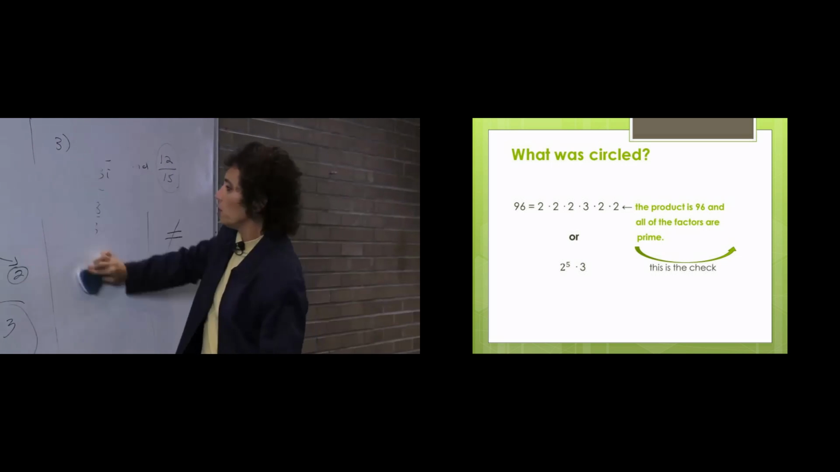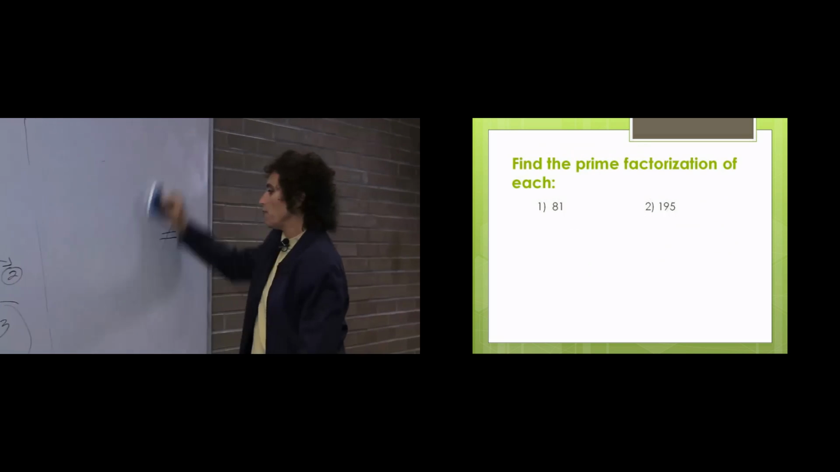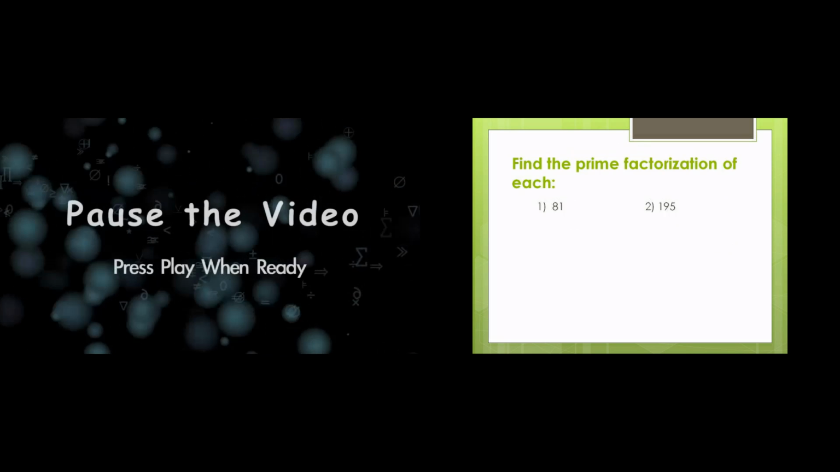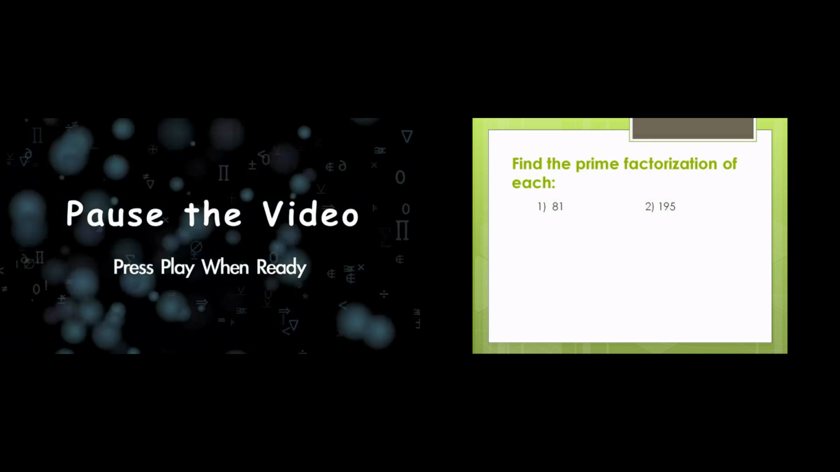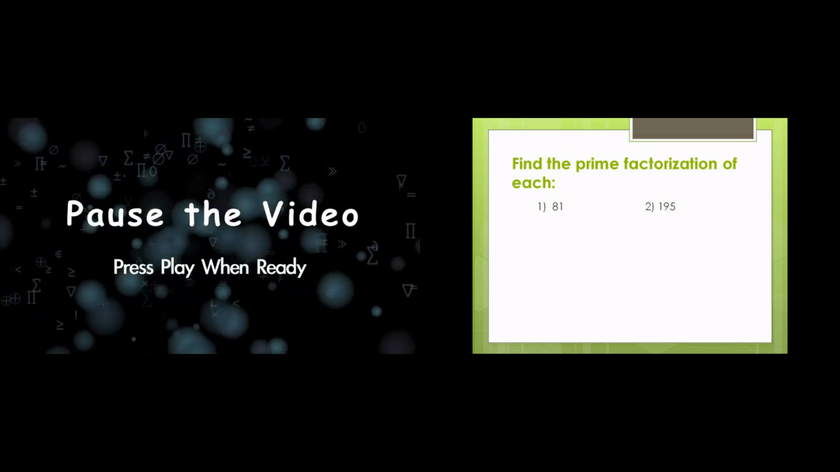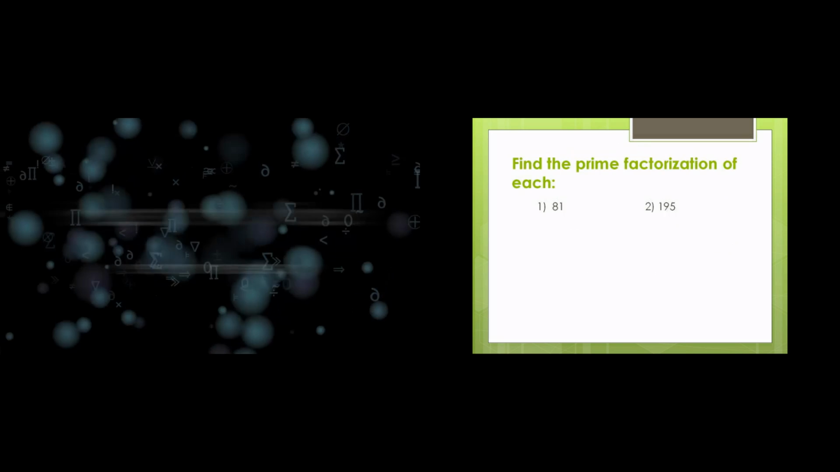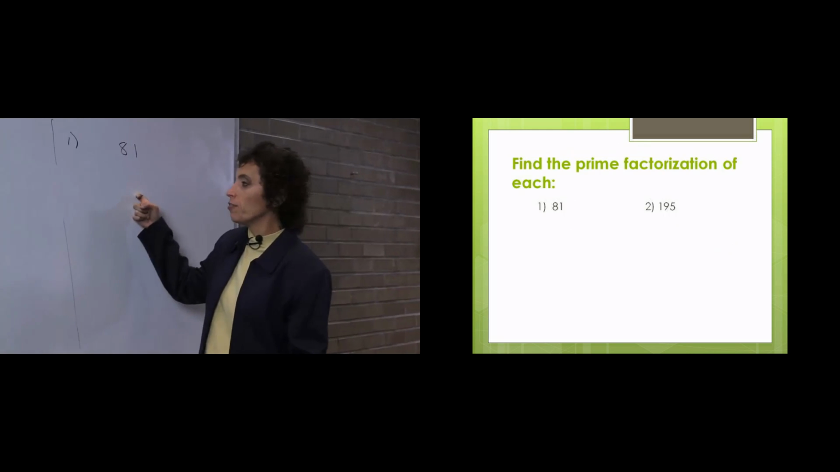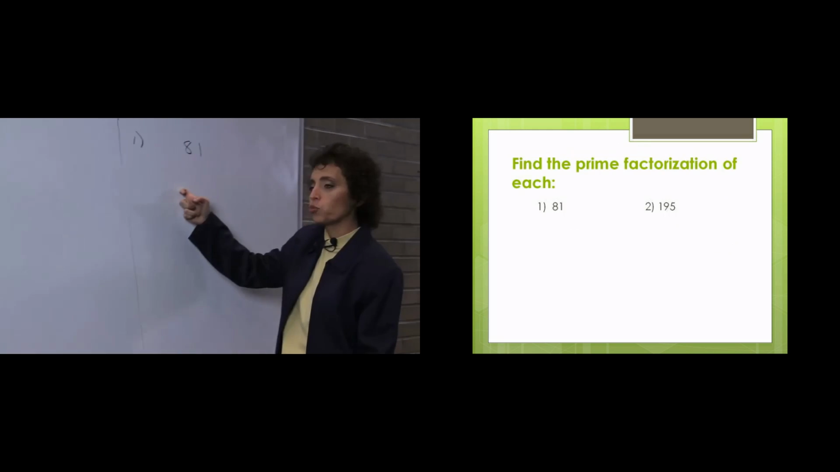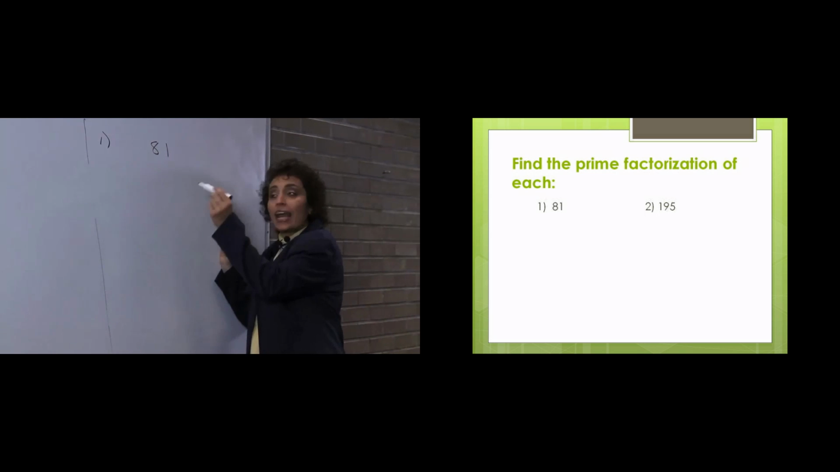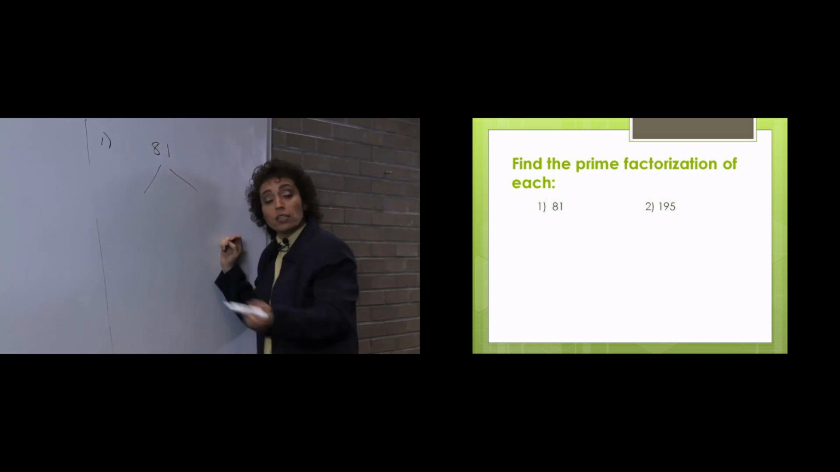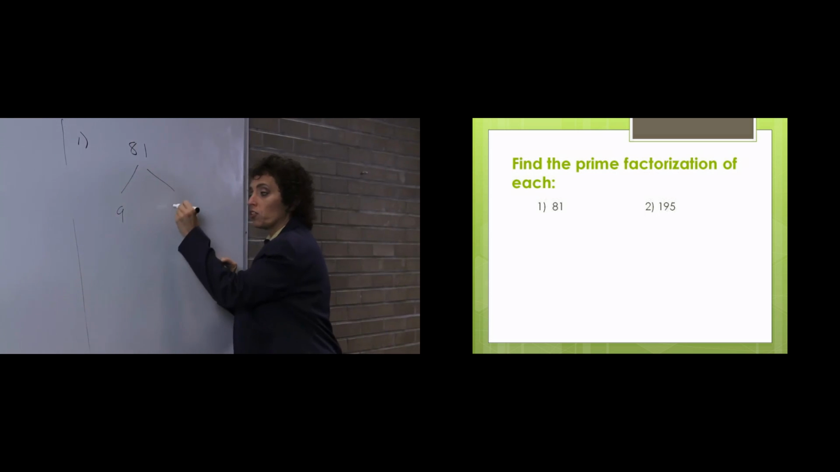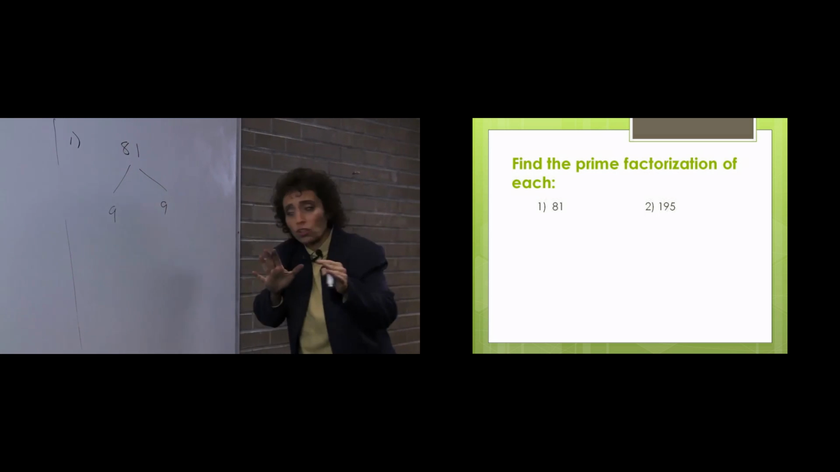Okay, so I'm going to let you do 81 and 195. I actually wrote them because I wrote this one first and then I came back here. So this is the first one, 81. We're going to do a factor tree. Probably 9 times 9 is where you started. I don't know. It doesn't matter. We're going to end up in the same place.